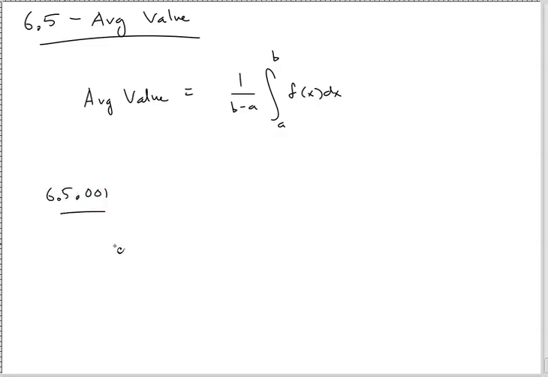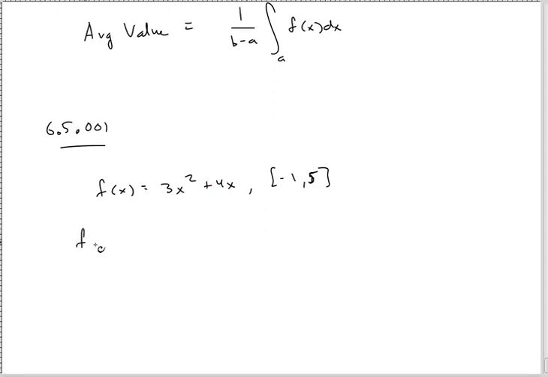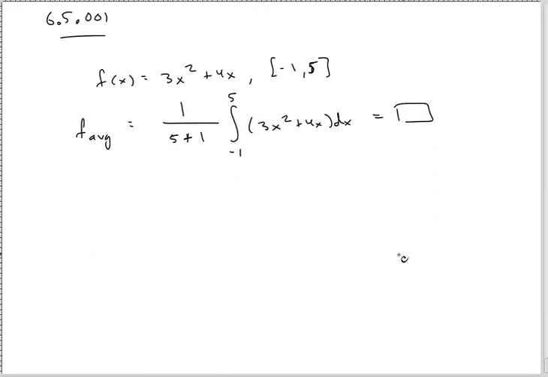Awesome. I have f of x equal to 3x squared plus 4x, going from -1 to 5, and they say find the average value. So you've got 5 plus 1, right? Don't you have minus a negative? Integral from -1 to 5 of 3x squared plus 4x dx. That's all we're doing, and if you know how to do this, then you can skip ahead.